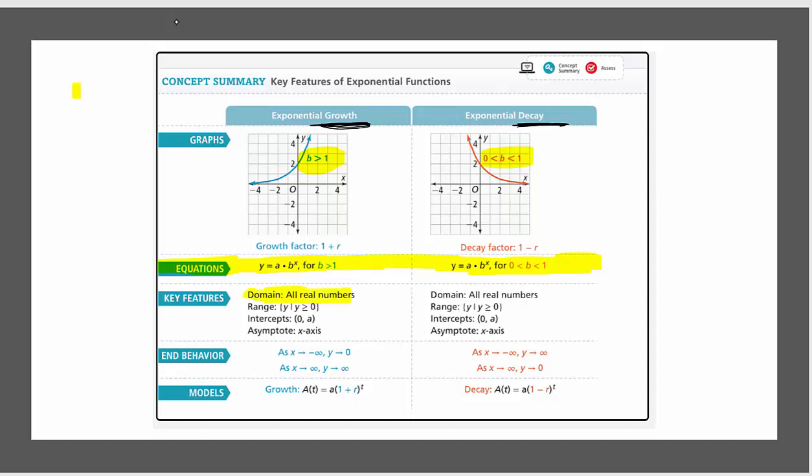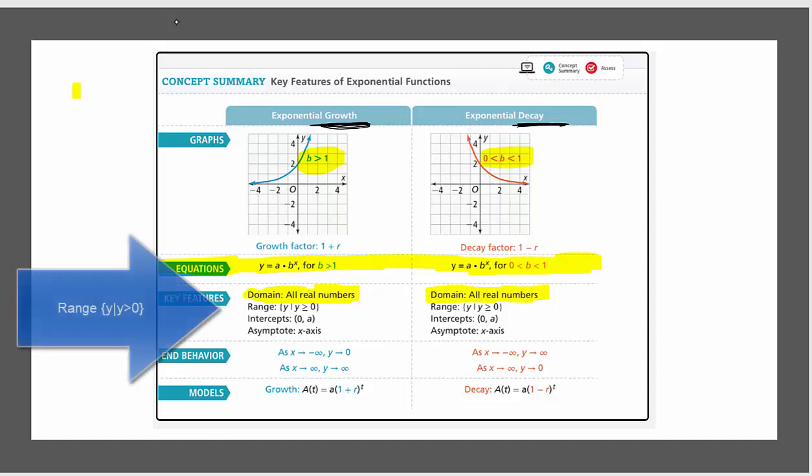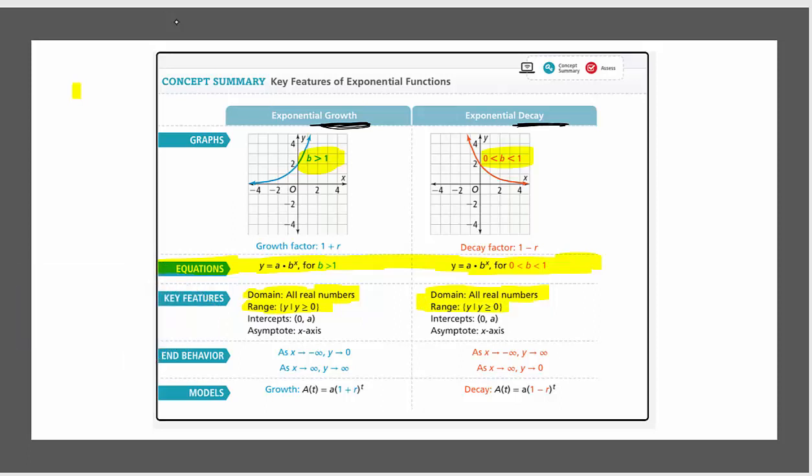For the domain of both functions, our graph is all real numbers. For the range, and we're talking primarily for our parent function, so we have not applied transformations yet, the range are positive y values. Our intercept is whatever our a value is, and our a value is that vertical dilation, and our asymptote, so that line that the graph approaches that creates the shape of the function, is actually our x-axis.